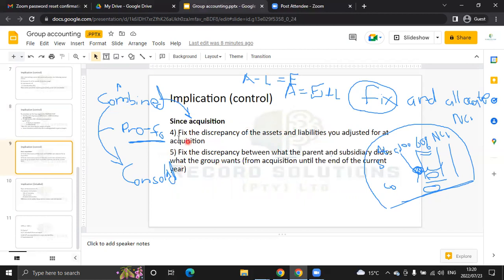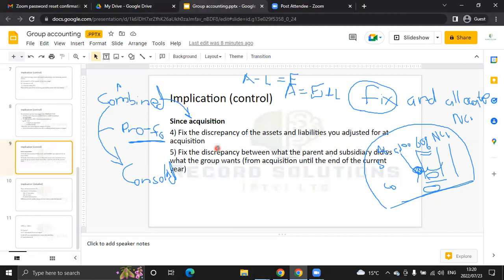And even with this one, I'm going to go into detail next session. And then number 5 is fix the discrepancy between the parent and the subsidiary. So you're going to fix everything that happens after acquisition, those discrepancies. The next session is basically me explaining how you fix those discrepancies since acquisition, because that's group statements. And then when you are done, you allocate and attribute, and then you are done with group statements. That's group statements in general.